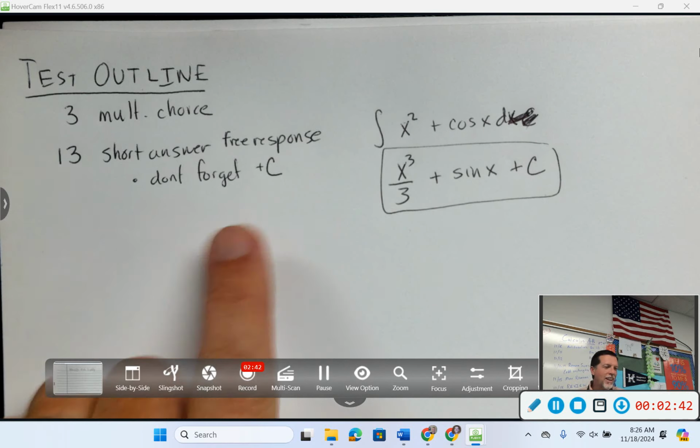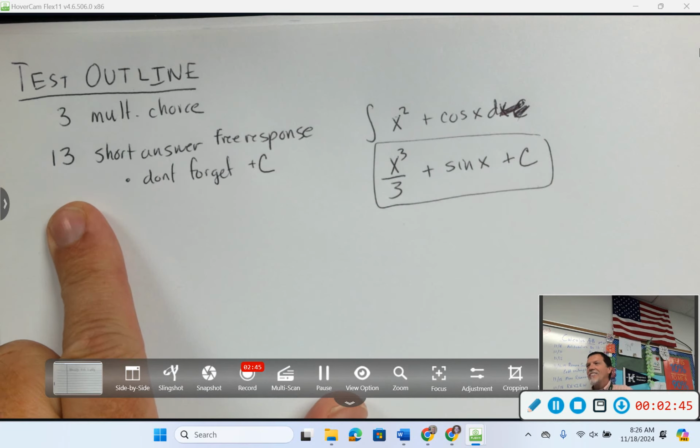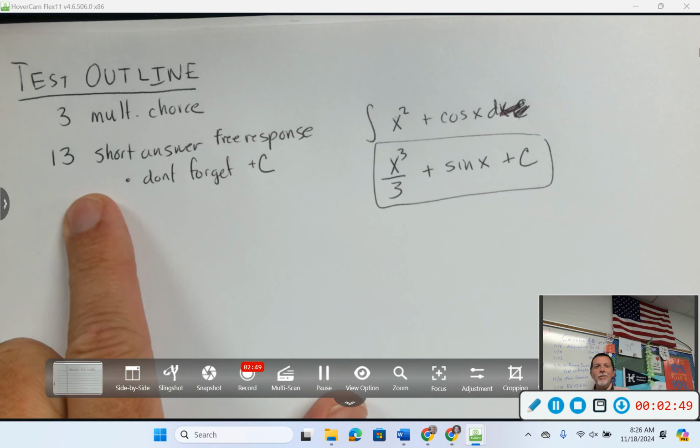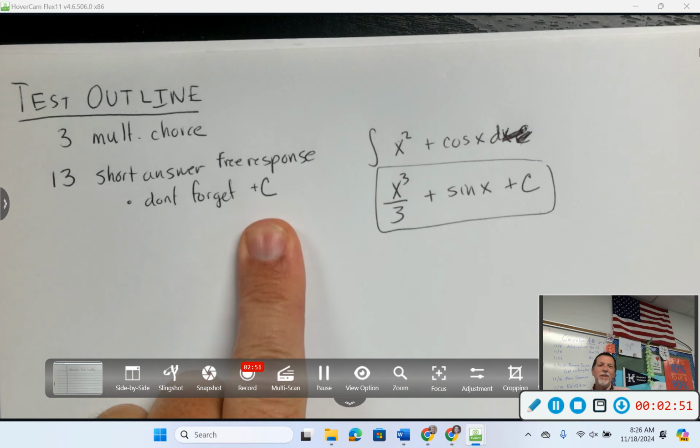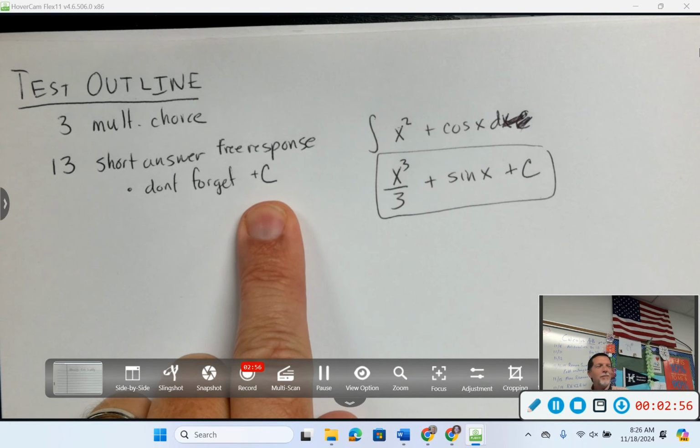Like if you forget plus c on all 13, I'm not going to take off 2 points 13 times and have you lose 26 points because you forgot plus c. That would be terrible. I'll cap it at, I don't know, 6 or 8 or something. It's important, but it's not 26 points important. 6 or 8 is sad.